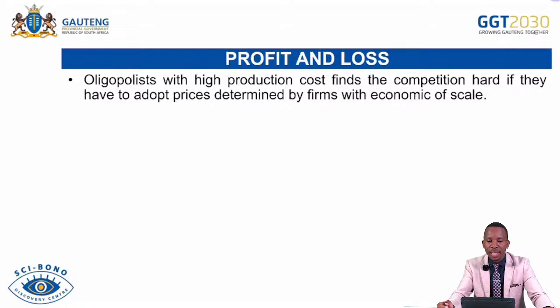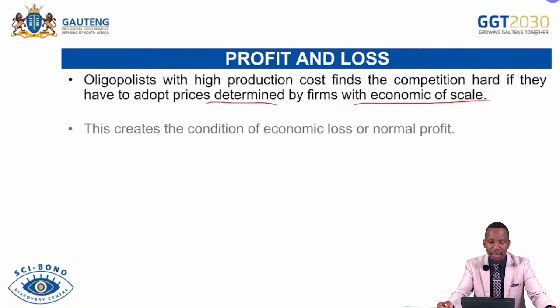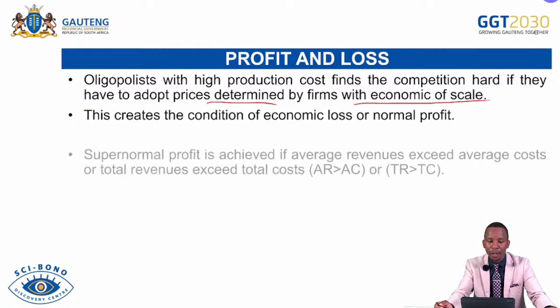Oligopolists with high production costs find the competition hard if they have to adopt prices determined by firms that are producing at the economies of scale. So you cannot simply adopt the strategy of the firm that is producing at the economies of scale, because if we are inefficient, it will be difficult to stand that particular competition, and that will force you out of the market. This creates the condition of economic loss or normal profit for those firms.